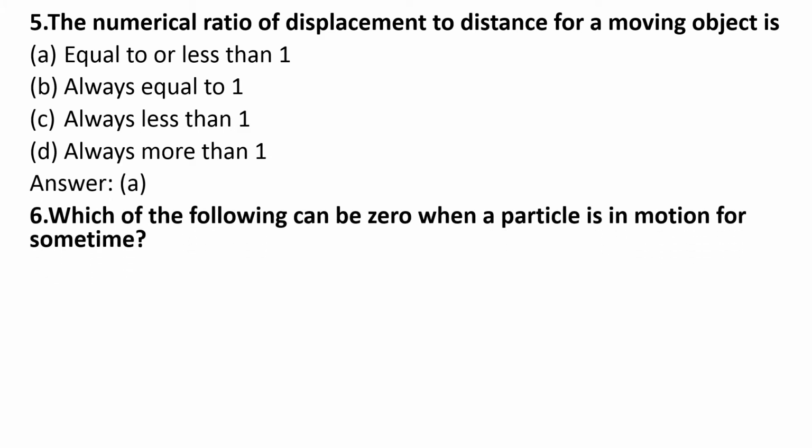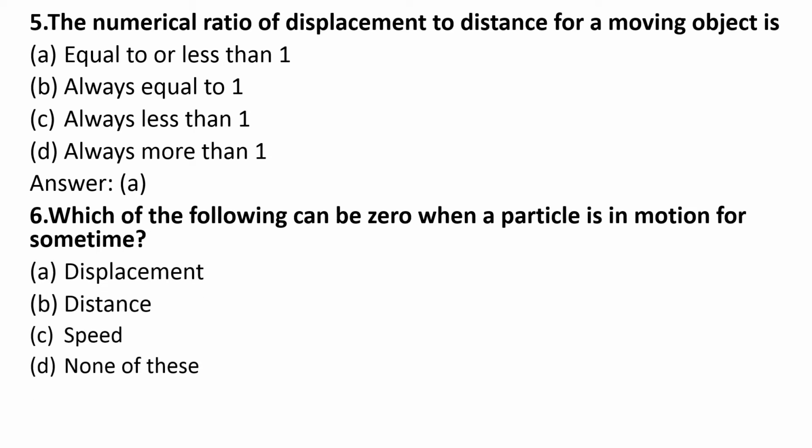Next question, sixth question. Which of the following can be 0 when a particle is in motion for some time? Options are A. Displacement, B. Distance, C. Speed, D. None of these.